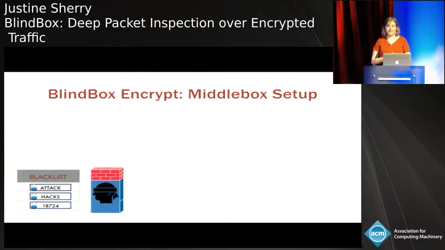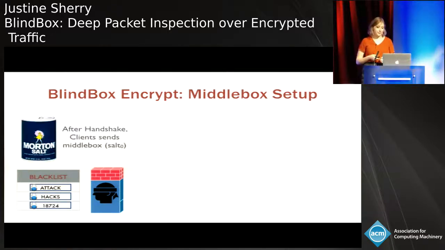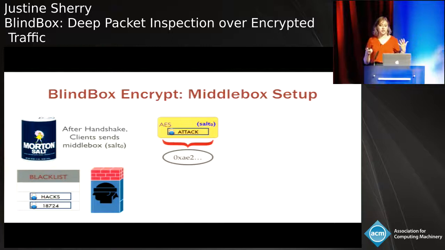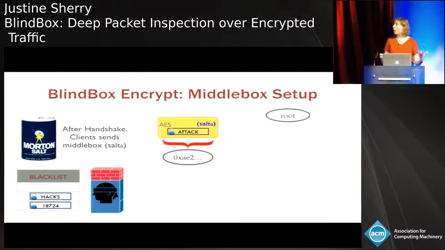So here's what the Middlebox does. After the BlindBox handshake, the client sends the Middlebox salt sub 0. Because the Middlebox already has the encrypted rules, encrypted with Alice's key, it can generate encrypted tokens, just like Alice did. This is going to output an encrypted value, and now the Middlebox can pre-compute a search tree with all of these terms one by one.